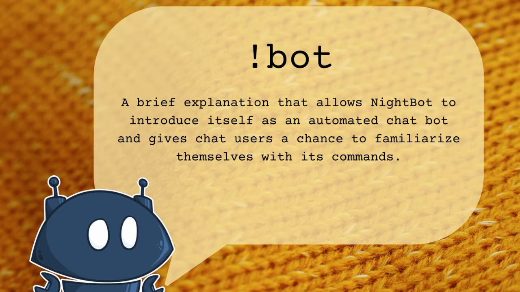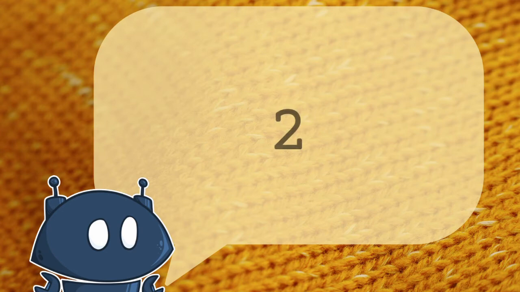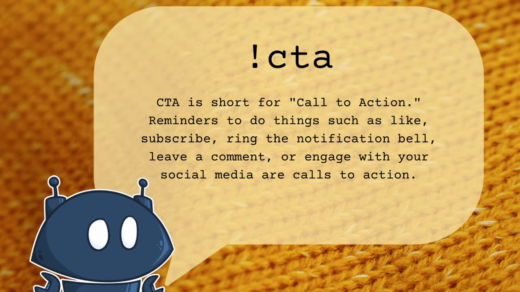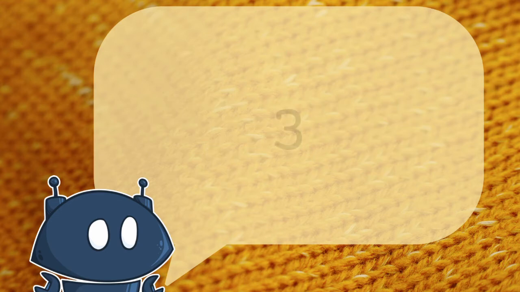Bot. A brief explanation that allows Nightbot to introduce itself as an automated chatbot and gives chat users a chance to familiarize themselves with commands and how they work. Number 2. CTA. CTA is short for call to action, basically reminders to do things such as like, subscribe, ring the notification bell. Number 3.